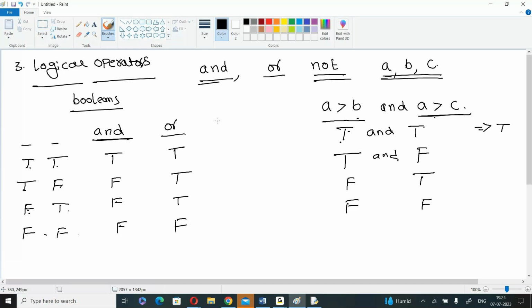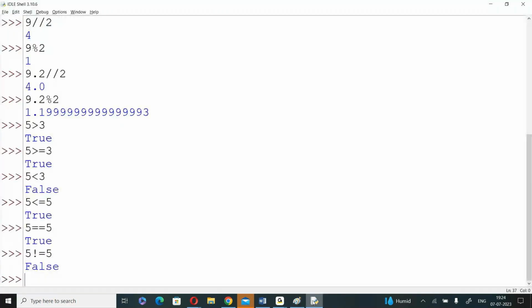Now, NOT considers only one expression. Here, NOT true means false. True becomes false, false becomes true. I think you understand: if the expression is true, NOT of the expression is false. Anyway, I will show you with an example, then you will get the complete idea.